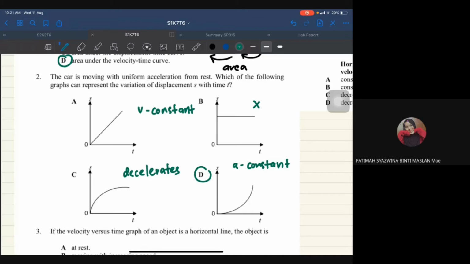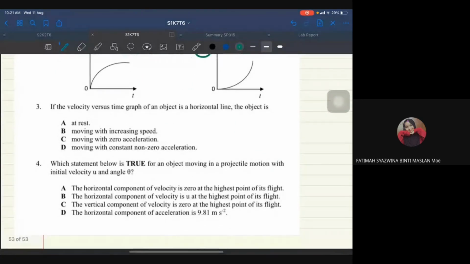Okay, question number 3. If the velocity versus time graph of an object is a horizontal line, the object is apa jawapannya? C. Okay, so maksudnya dia kata kalau velocity lawan time graph, your V against time graph is a horizontal line, that means the object is moving with zero acceleration, correct? So that's a C. So they constant velocity lah, which means zero acceleration.